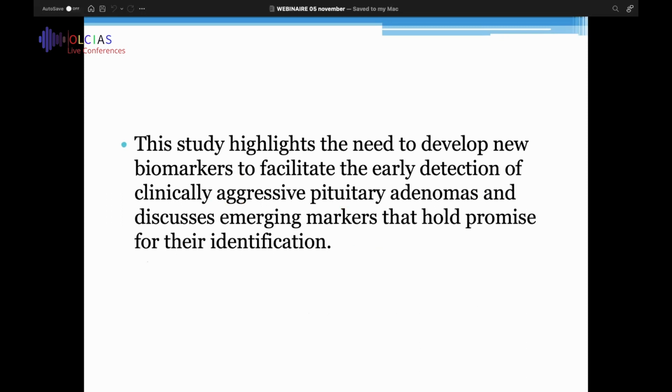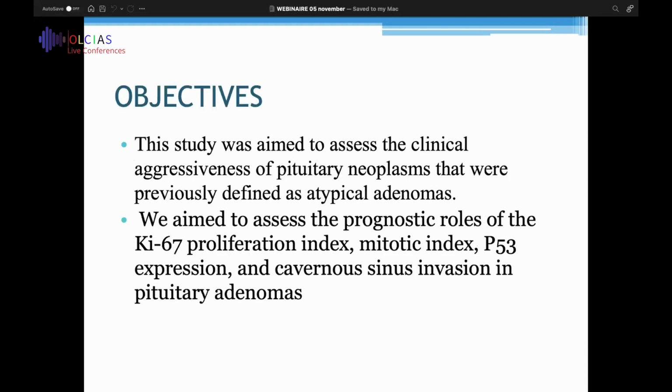So my study highlights the need to develop a new biomarker in order to facilitate the early detection of clinically aggressive pituitary adenoma, and also to discuss the emerging markers that hold promise for their identification. This is the first objective of my study. Next slide, please.